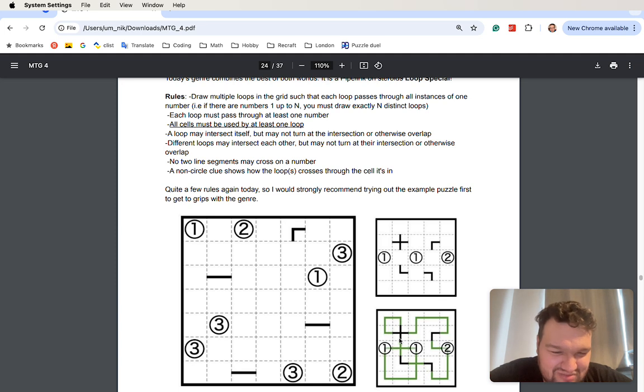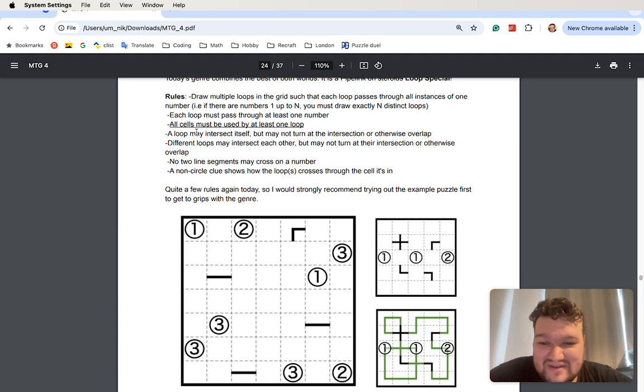That's not one loop, that's two loops. Draw multiple loops in the grid such that each loop passes through all instances of one number, i.e. if there are numbers 1 up to n, you must draw exactly n distinct loops. So there are two loops, and we have 1 and 2. All cells must be used by at least one loop.